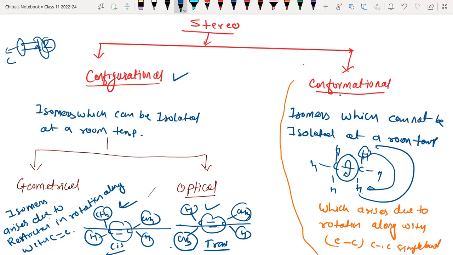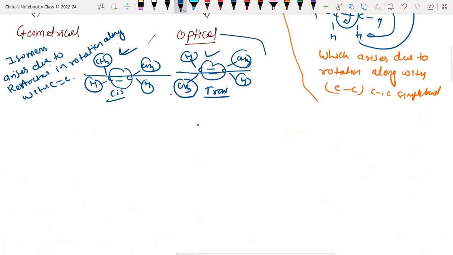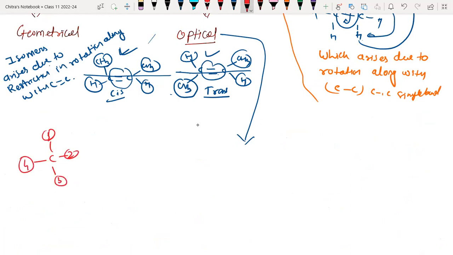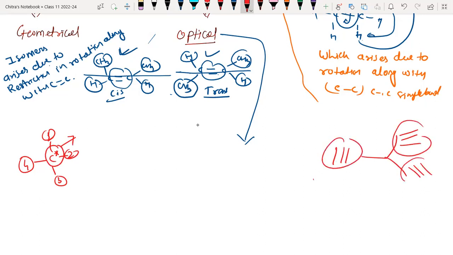Now we are going to discuss optical isomers quickly. Optical isomers arise due to the chiral carbon atom. What is a chiral carbon? If all four valencies of a carbon atom are fulfilled by four different atoms or groups of atoms, it is called a chiral carbon. It is represented by a star, as we discussed in the last class. This chiral carbon compound has the capacity to rotate the plane of plane polarized light, in a clockwise or anti-clockwise direction. Such compounds are called optically active compounds.